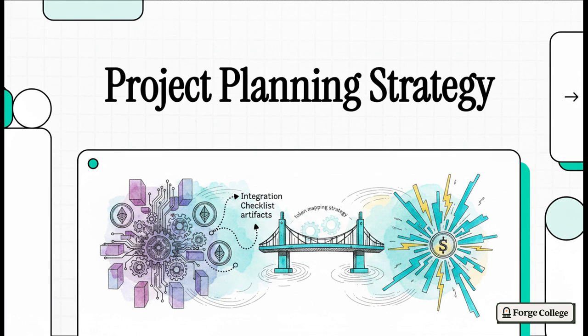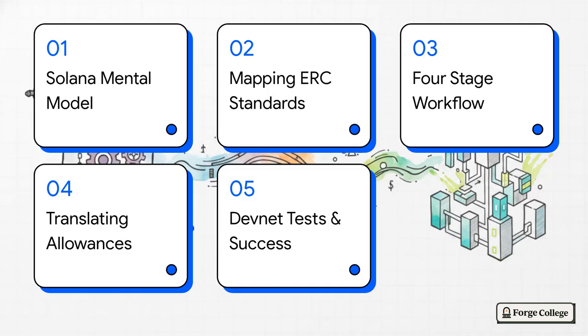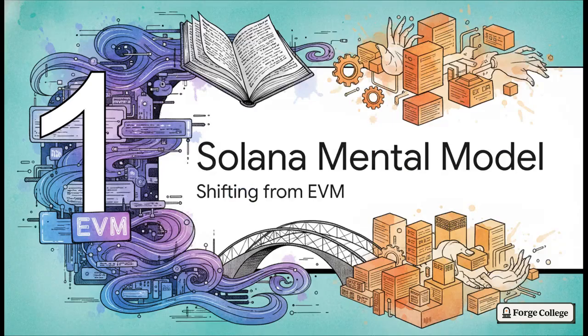Let's get into it. All right, here's our blueprint for today. First, we'll tackle the Solana mental model. Then, mapping the ERC standards. Third, the four-stage workflow. Fourth, translating token allowances. And finally, devnet tests and success. Starting off with part one, the Solana mental model.